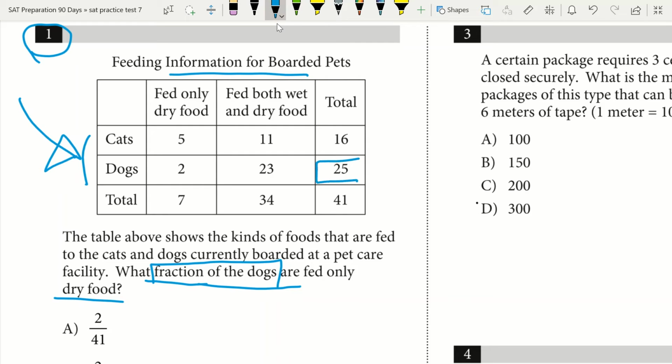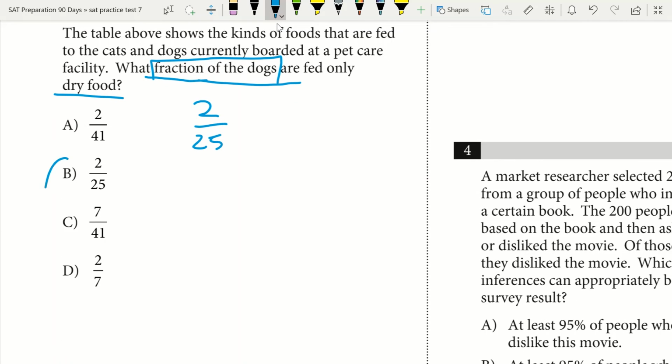I see my total number of dogs is 25, because if I go from this row over, I see the total number of dogs is 25. So that'll be my total. Okay, so what fraction of the dogs are fed only dry food? Well, I see my fed only dry food column right here. I go down to dogs. I see 2 dogs are fed only dry food out of 25 dogs. Therefore, my fraction will be 2 out of 25. So my correct answer there is going to be B.